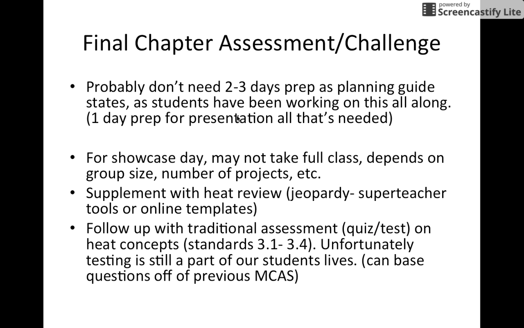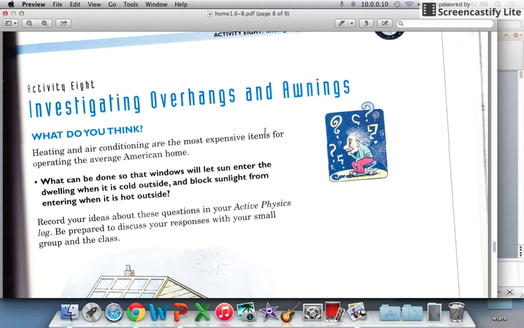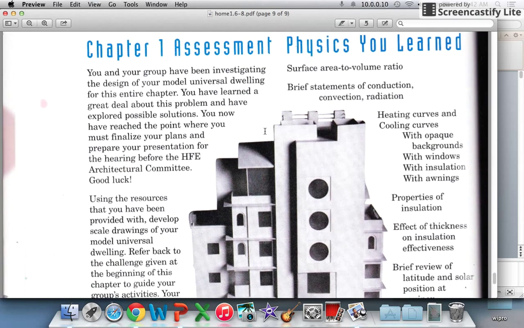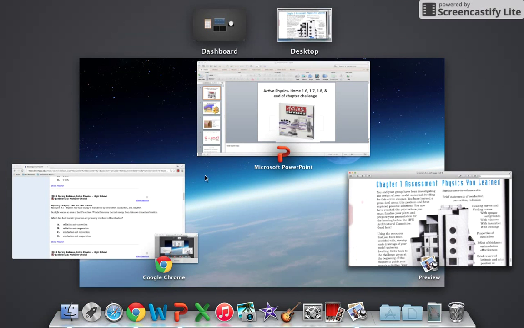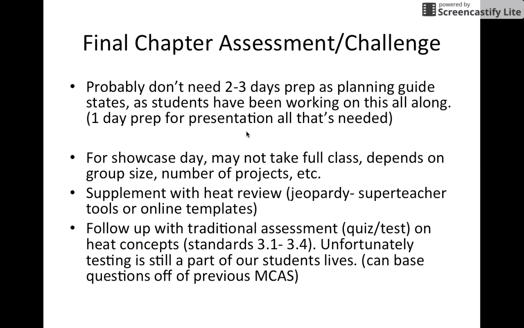So I like to get right into the chapter challenge instead. And this is their final presentation. Now, the pacing guide says this will take you like 3 class periods to prep for. But I find that since we've been going right along, working on their universal dwelling the whole time, you're not going to really need the 2 to 3 days of prep time.